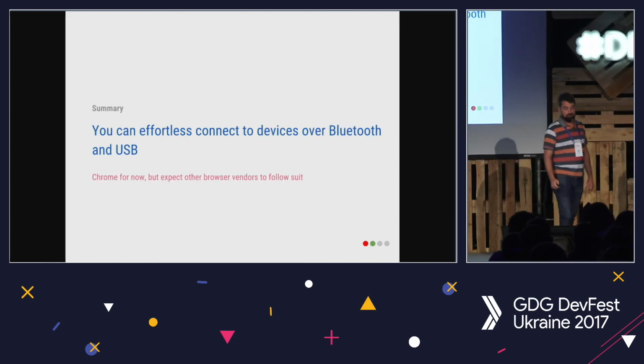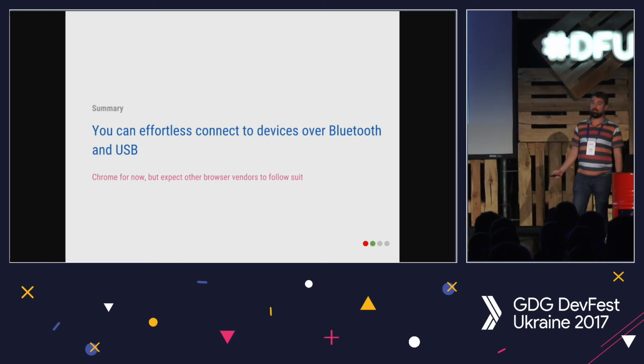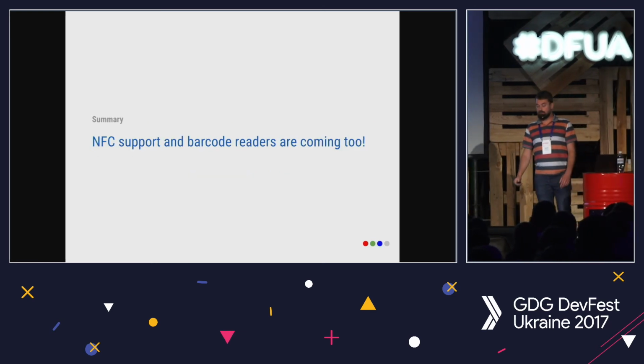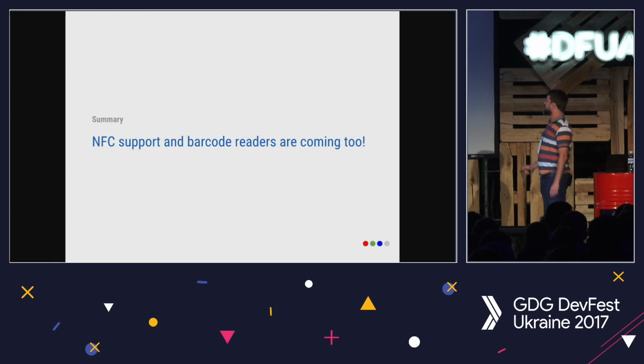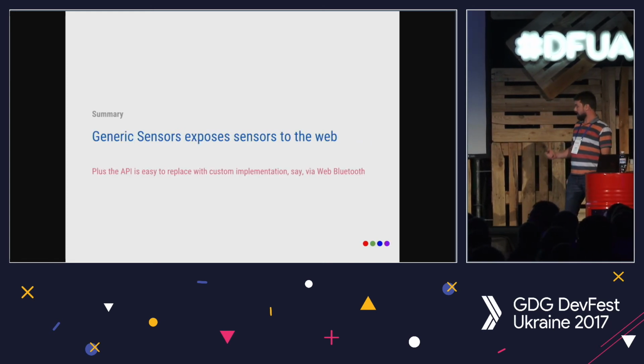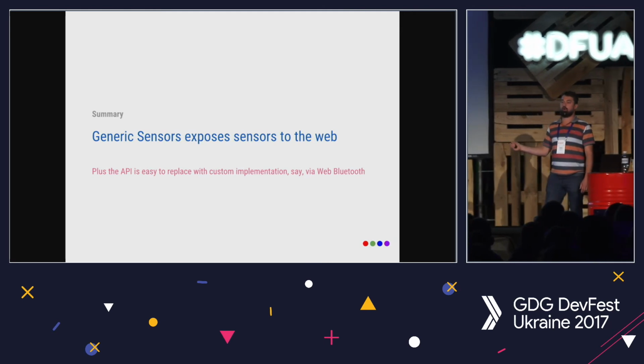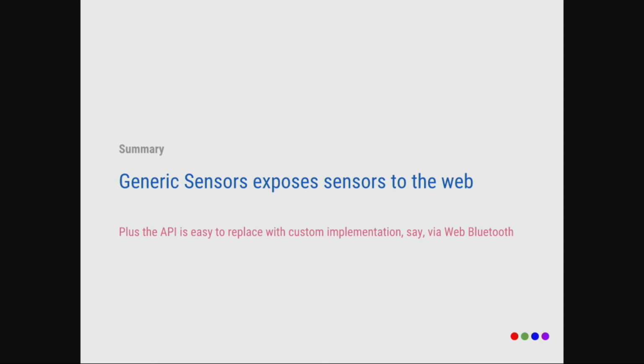With this, I want to say that the web is really ready for these app-like experiences. You can effortlessly connect to devices over Bluetooth and USB. Even NFC support and barcode readers are coming in the coming years. And generic sensors is becoming something called an origin trial in Chrome very soon.